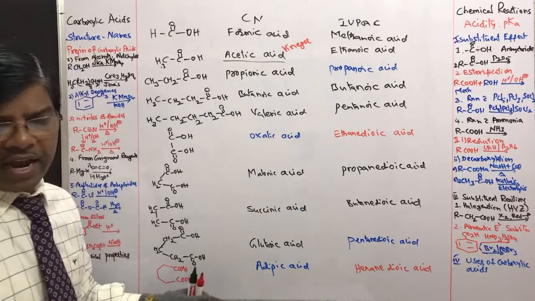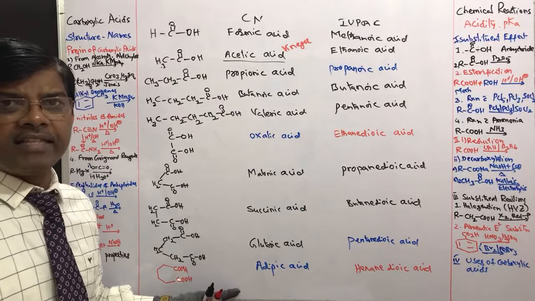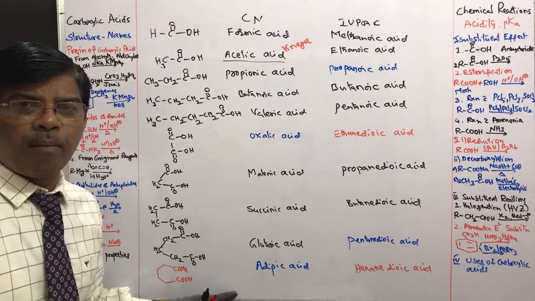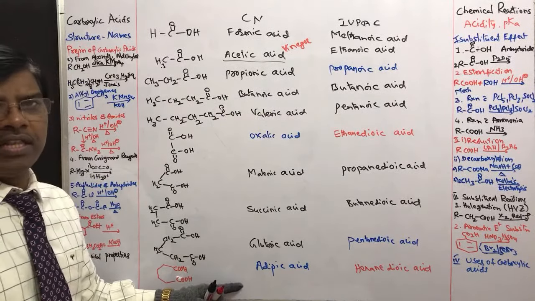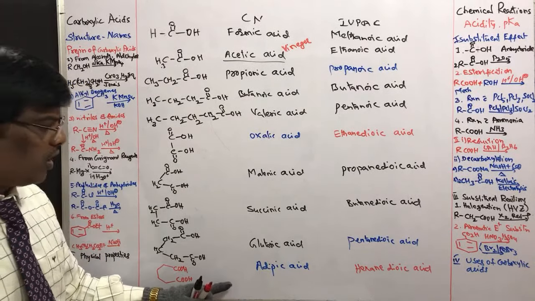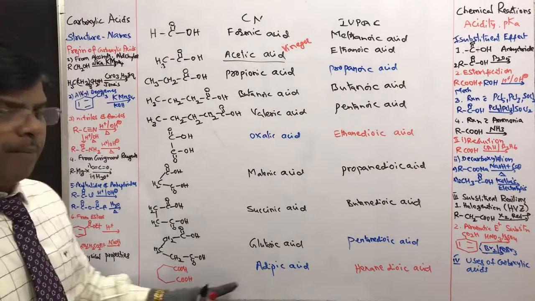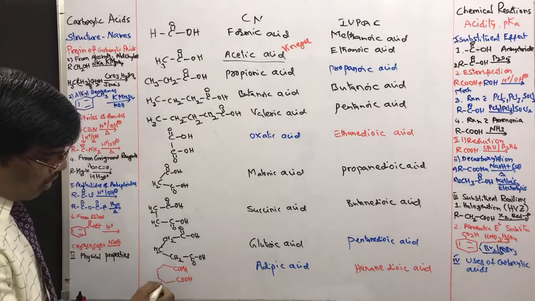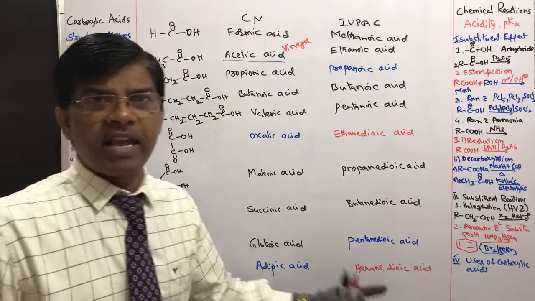So where do we find this adipic acid? Adipic acid is a very important synthetic compound, which finds use in the preparation of nylon 6,6. So during polymers I am going to explain. This is adipic acid. A 6-carbon dicarboxylic acid is adipic acid.